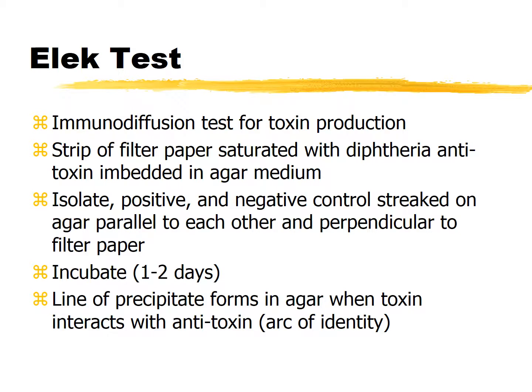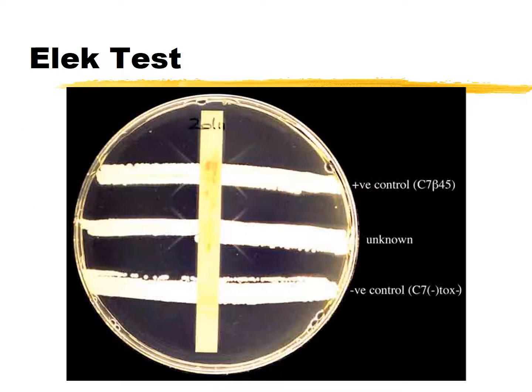So this is the way the Elek test works, and this is what the Elek test looks like. The paper in the middle is soaked with the antitoxin, and then the streak at the very top is our positive control. Coming off of the positive control, you have 2 lines that are forming a V there. And on the bottom, you have 2 lines that form a V. The one in the middle is our unknown, so we're trying to figure out if it's positive also, and you can see that it is. You have the 2 lines forming the V at the top and the 2 lines forming the V underneath. And then the negative control at the bottom, there are no lines on the top or the bottom forming a V.